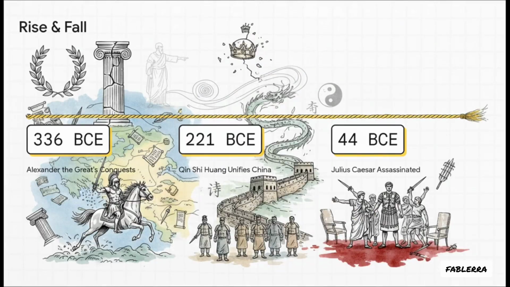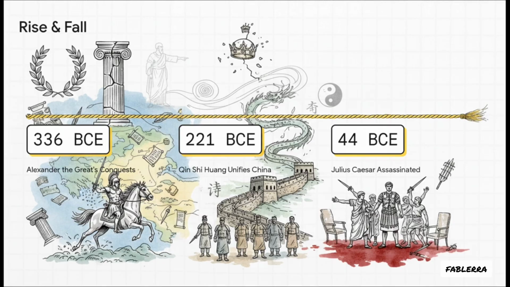And rule they absolutely did. This timeline perfectly tracks the unstoppable rise and the very sudden fall of ambitious conquerors who sought absolute global power. In 336 BCE, Alexander the Great, who was tutored by Aristotle himself, by the way, began conquering vast swaths of the known world, spreading Greek ideals before dying at just 32.